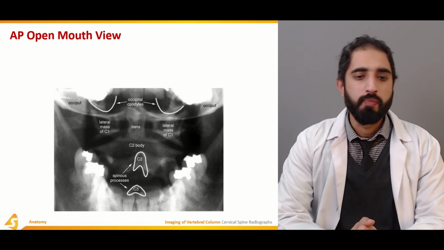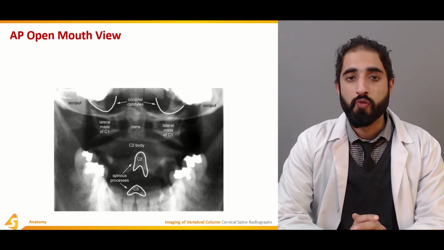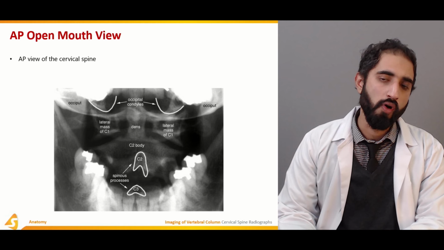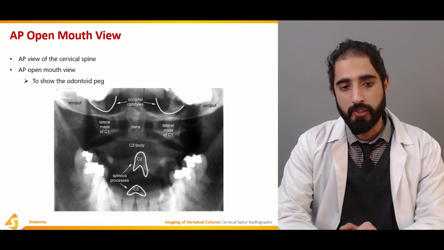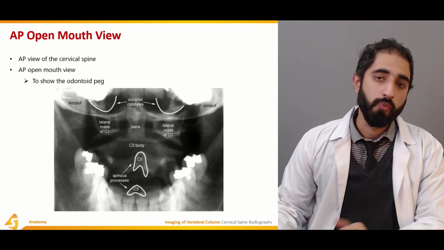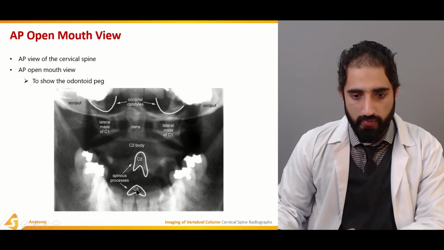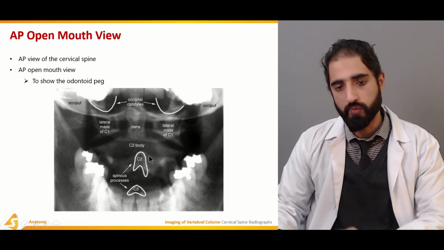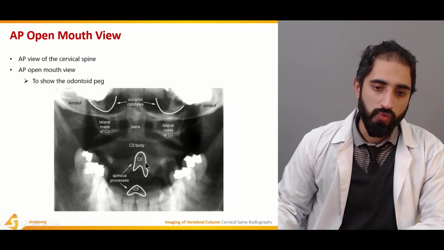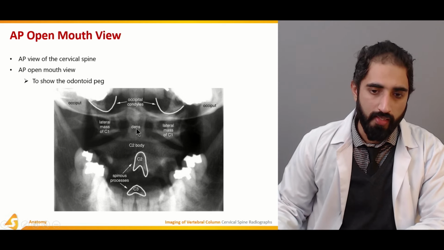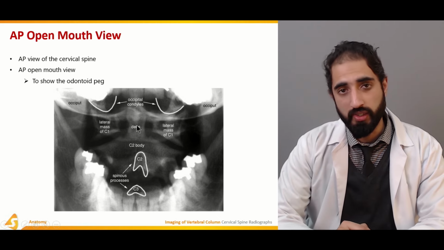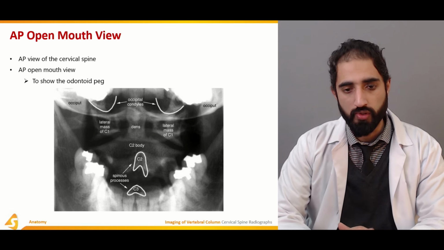We were talking about the AP view, and there's another determinant of the AP view, which is the AP open mouth view, and it is very important if the purpose of our scan is to look for the odontoid peg or the odontoid process or the dens. So here we can see we have the C3, we have the C2, this is the C2 spinous process and the C2 body, and then here we have the dens. And if we want to see if there is a fracture of the dens or any problem in the dens, we can use this one as well.